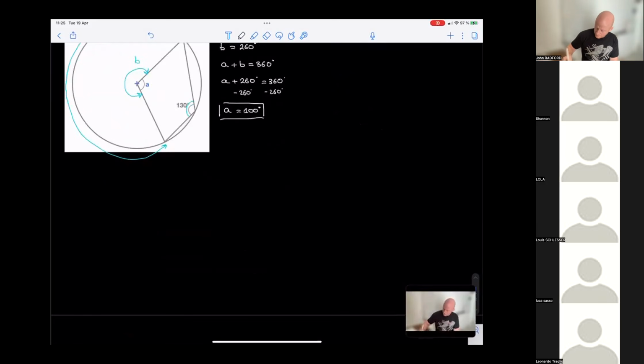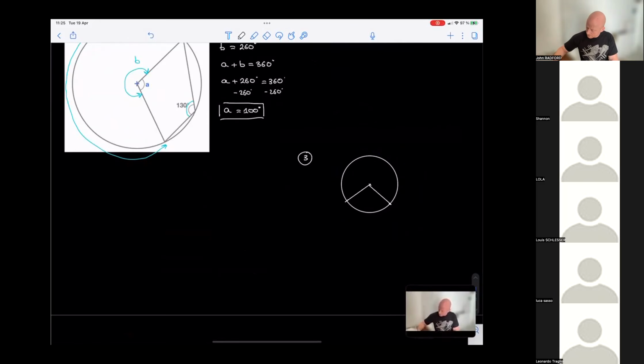Setup 3. Okay. Again, I got my circle. And my starting point's still the same. So I have 2 points at the circumference like this. I've therefore created 2 arcs. And now I'm creating 2 angles at the center by joining those two points at the circumference to the center of the circle.